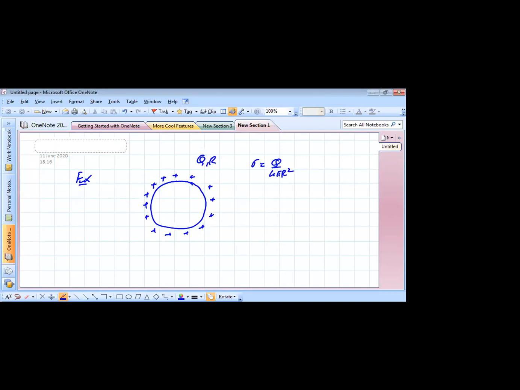So what is happening at the surface? The field is how much? The field is Q upon 4 pi epsilon naught R square. So you can write it as sigma upon epsilon naught.